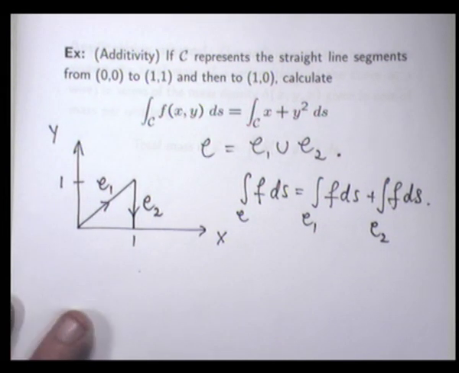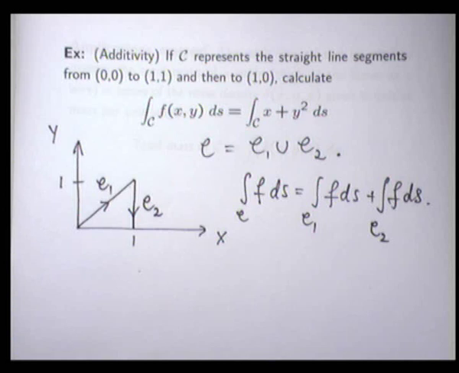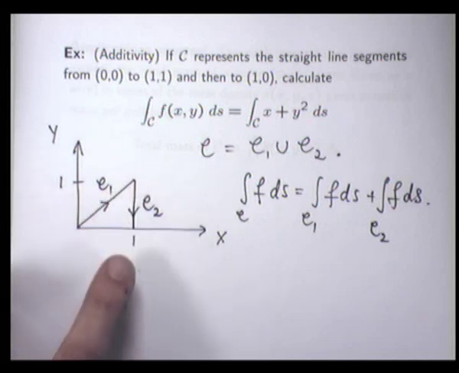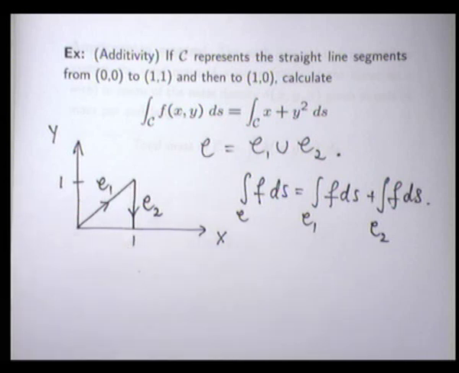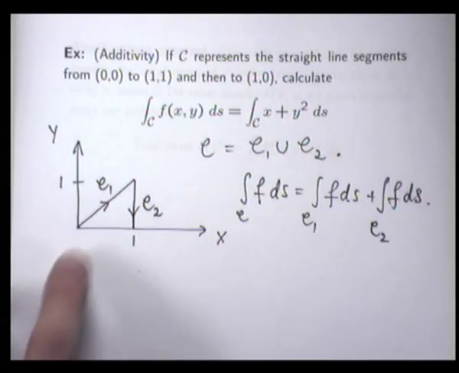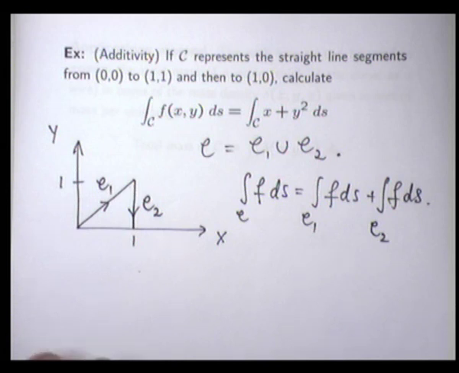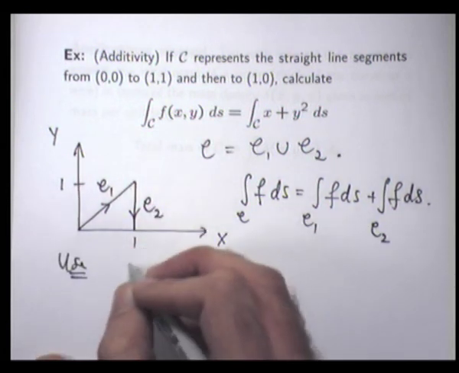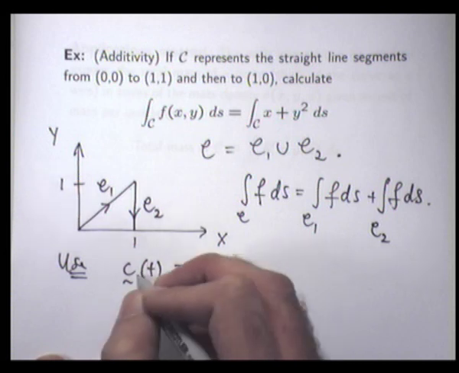Okay, well, what other properties can we uncover for these path integrals? If we have, for example, the case when one path goes here, another path goes here, can we add the two path integrals together to get the path integral over the whole curve? And the answer is yes. The answer is yes. Okay? So for this one, you would parameterize C1. So I'm going to use C1 and C2.